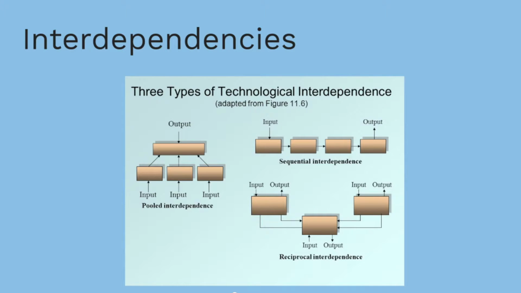In sequential interdependence, you can see that there's an order to the inputs. It starts on the left with an input, goes through a sequence of actions, and results in an output. The waterfall method falls into this type of interdependence. Reciprocal interdependence is a little less straightforward. In this scenario, both the input and output are dependent on each other. For example, a portion of project A needs the output of project B, but project B relies on project A.